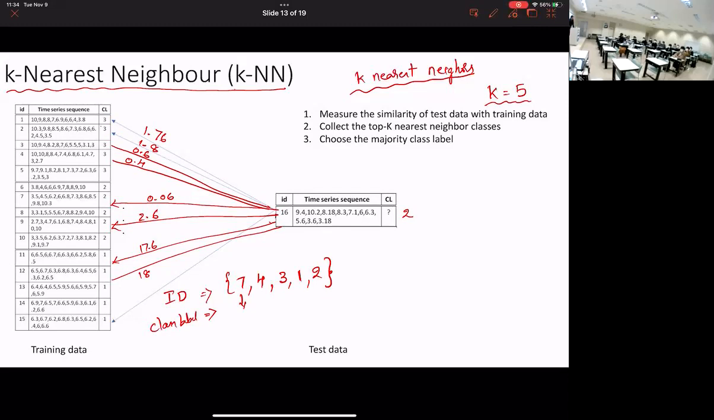What is the class label of 7? 2. What is the class label of 1? What is the class label of 3? 3. Okay. 1? 3. 2? 3. Okay. So even though 7 is the closest, many of them, the majority of them, belong to class 3. So in KNN, we put not 2 but 3, because of the majority.